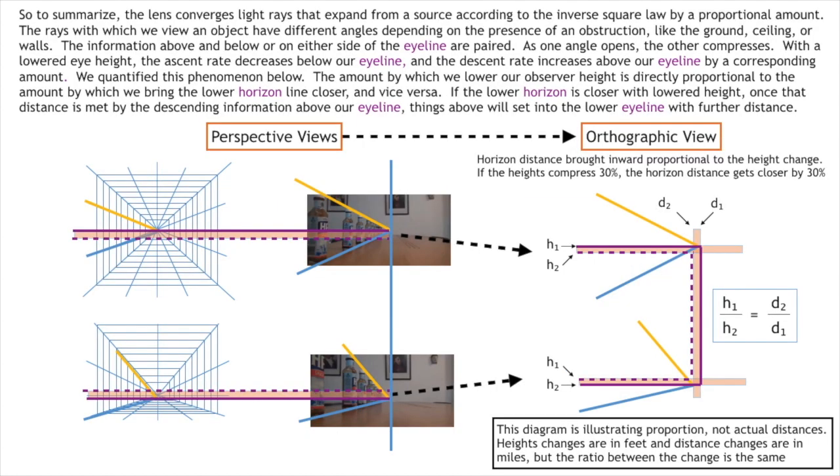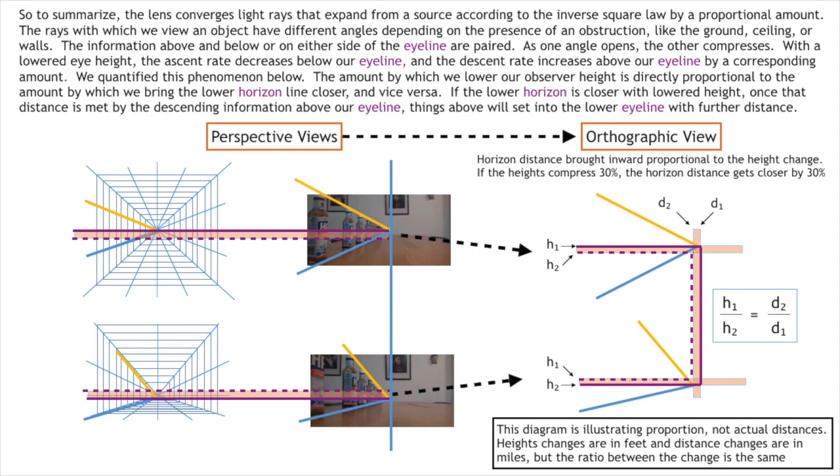So to summarize, the lens converges light rays that expand from a source according to the inverse square law by a proportional amount. The rays with which we view an object have different angles depending on the presence of an obstruction like the ground, ceiling, or walls. So again, if I lower my eye height, I am viewing things at different orthogonal lines. The information above and below or on either side of the eye line are paired. As one angle opens, the other compresses.